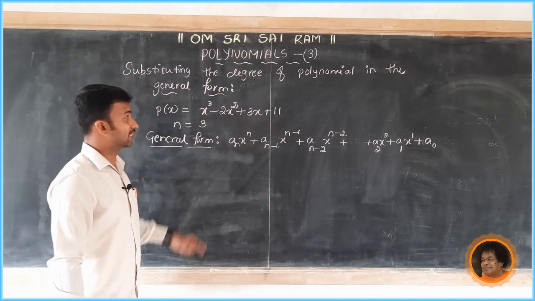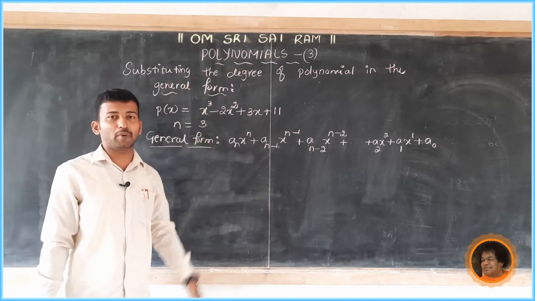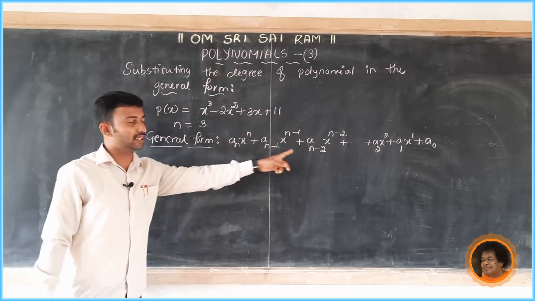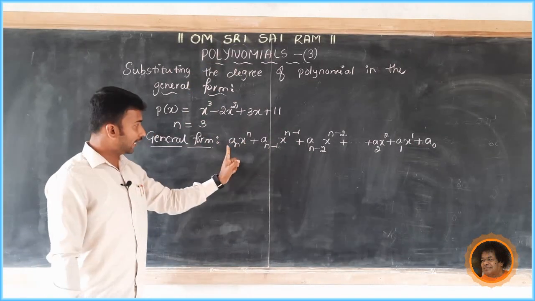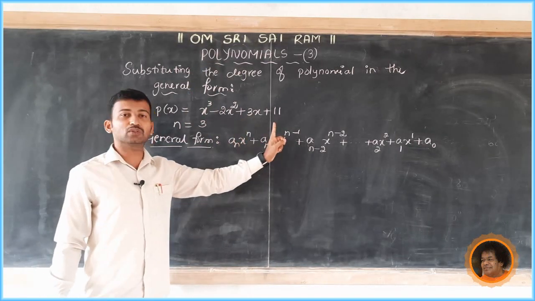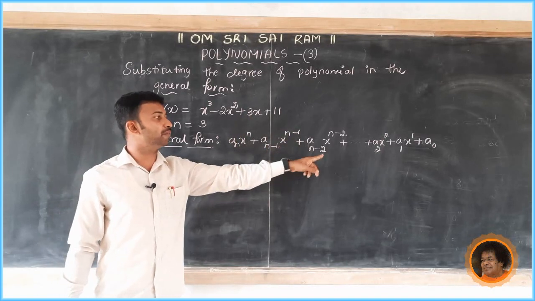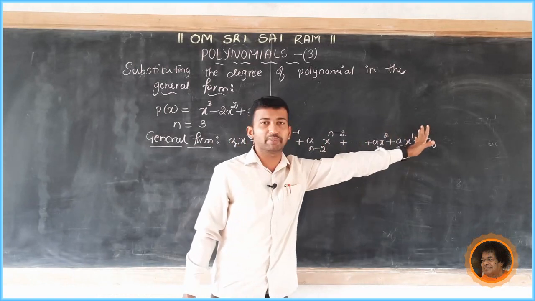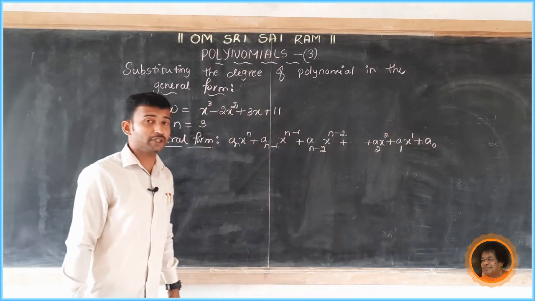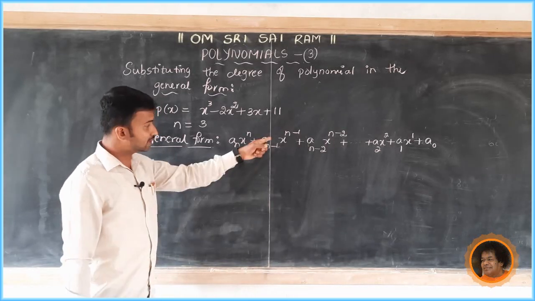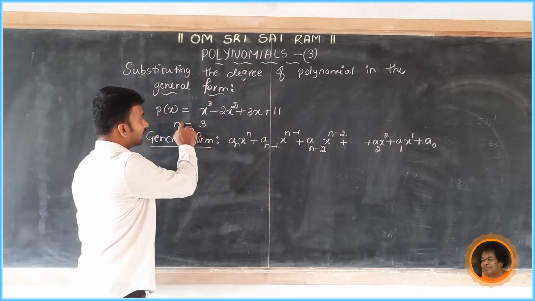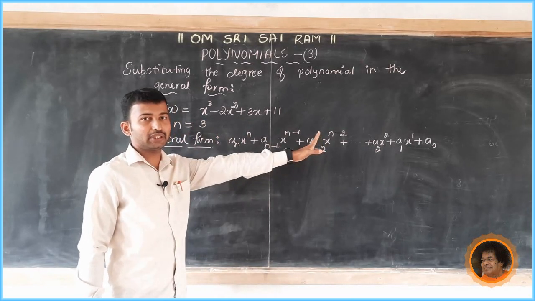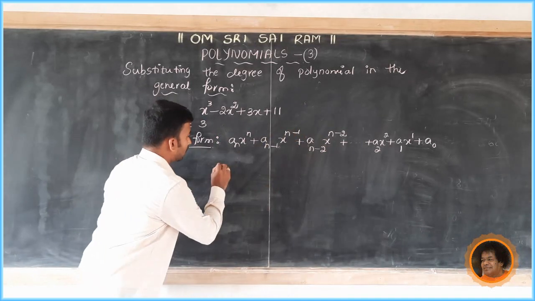Now, what to do? Yes, substitute the degree of the polynomial in the general form. Once again, the general form: an x power n plus an minus 1 x power n minus 1 plus an minus 2 x power n minus 2, and so on, a2 x2 plus a1 x1 plus a0. Substitute n is equal to 3 in this general form. In place of n, substitute n equal to 3.